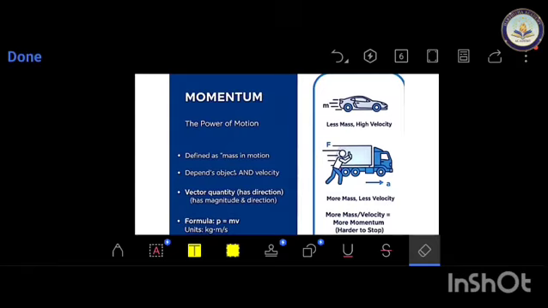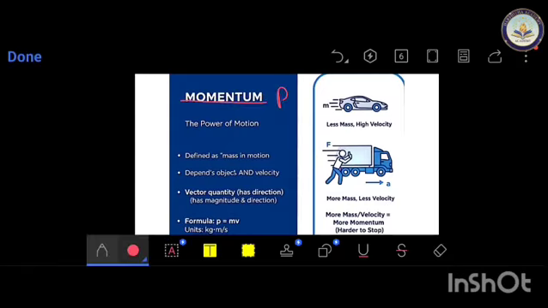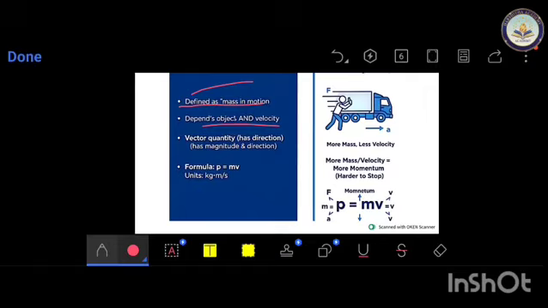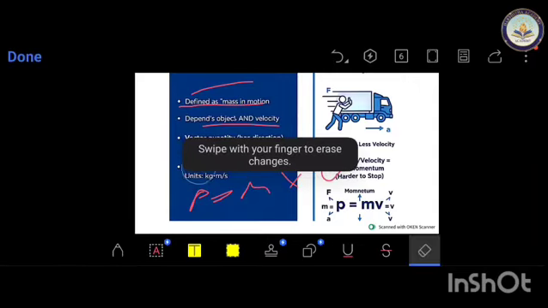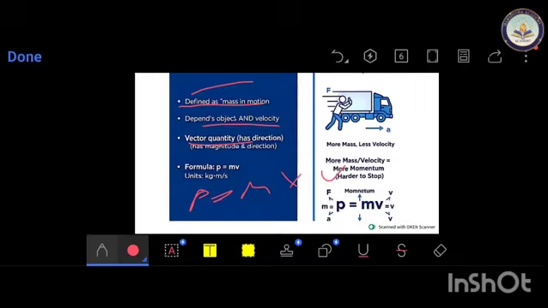Here we all know that momentum, denoted by P, the power of motion, is defined as mass in motion, depending on the object's velocity and mass. It's a vector quantity. It's an important point, vector. What does vector mean? It considers both direction and magnitude. We call it a vector quantity, and here momentum is a vector quantity. The formula for momentum is P equals mass into velocity. The unit is also given: kg meter per second.